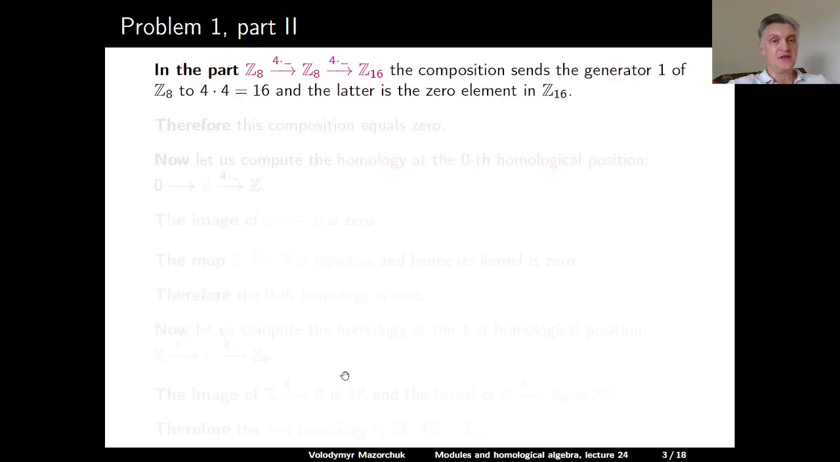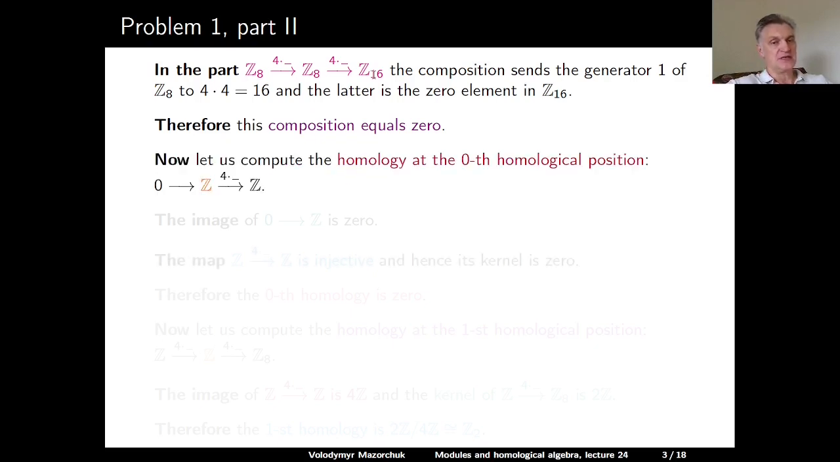In the next non-trivial step, we have multiplications by 4 from Z8 to Z8, and then from Z8 to Z16. The composition of these two maps multiplies with 16, and so it sends the element 1 in Z8 to the element 16 in Z16, which is equal to 0. So this composition is also the 0 map. So all non-trivial compositions are 0 maps, which means that this is a complex.